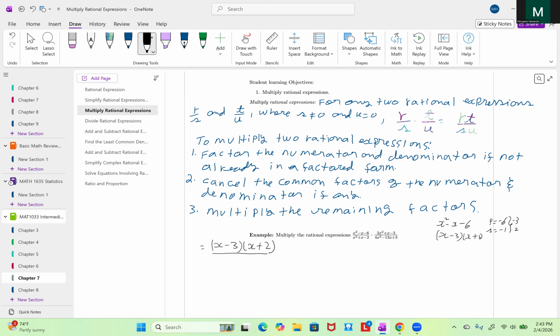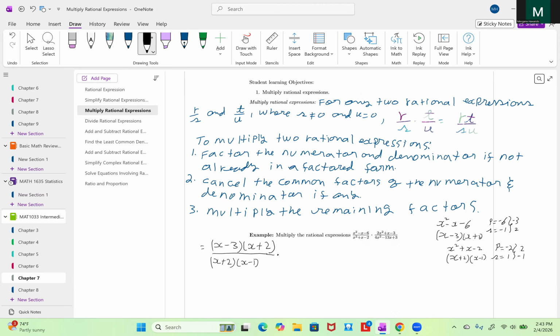The denominator, x squared plus x minus 2. We need to find two numbers whose product is -2 and whose sum is 1. 2 times -1 is -2. 2 plus -1 is 1. So x squared plus x minus 2 factors into x plus 2 times x minus 1. So we write the denominator as x plus 2 times x minus 1.